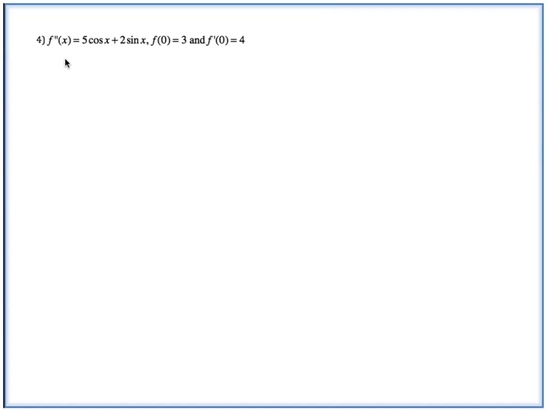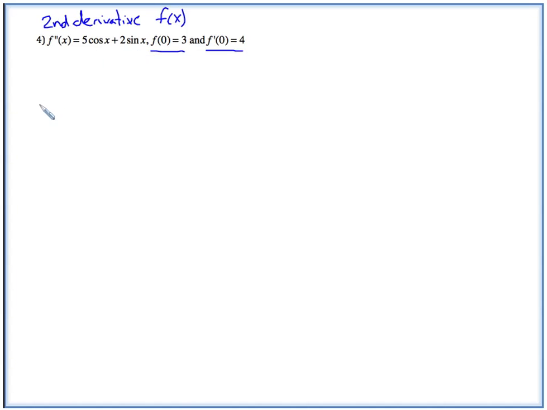All right, in our next example, they give us a second derivative. So we're going to have to do this process twice now to be able to figure out what f of x is going to be. We're told two items of information here, that f of 0 equals 3 and f prime of 0 equals 4. So we're given an initial condition for the derivative and an initial condition for the function, and we know the function for the second derivative.